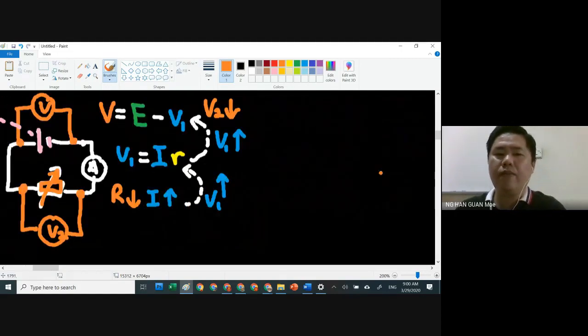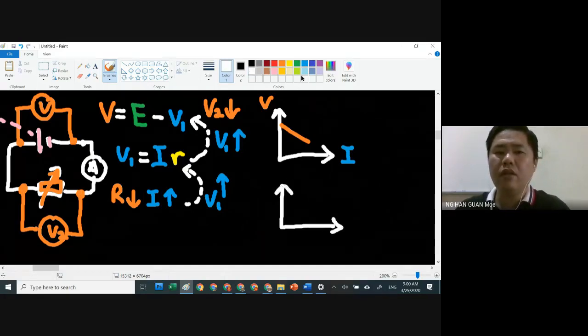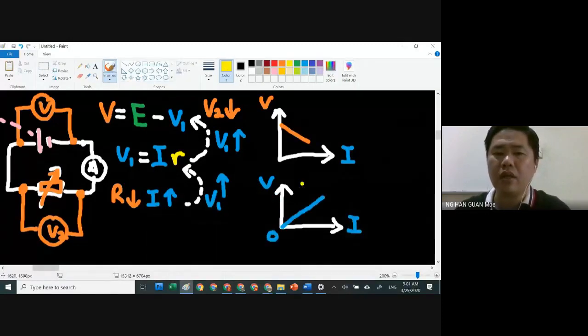So that is your result. When we study the orange V across the I, when the I is higher, V is lower. So that's why we have the result like this. When we study across a constant R, which is our blue color V, we have the directly proportional result because it's a constant R.